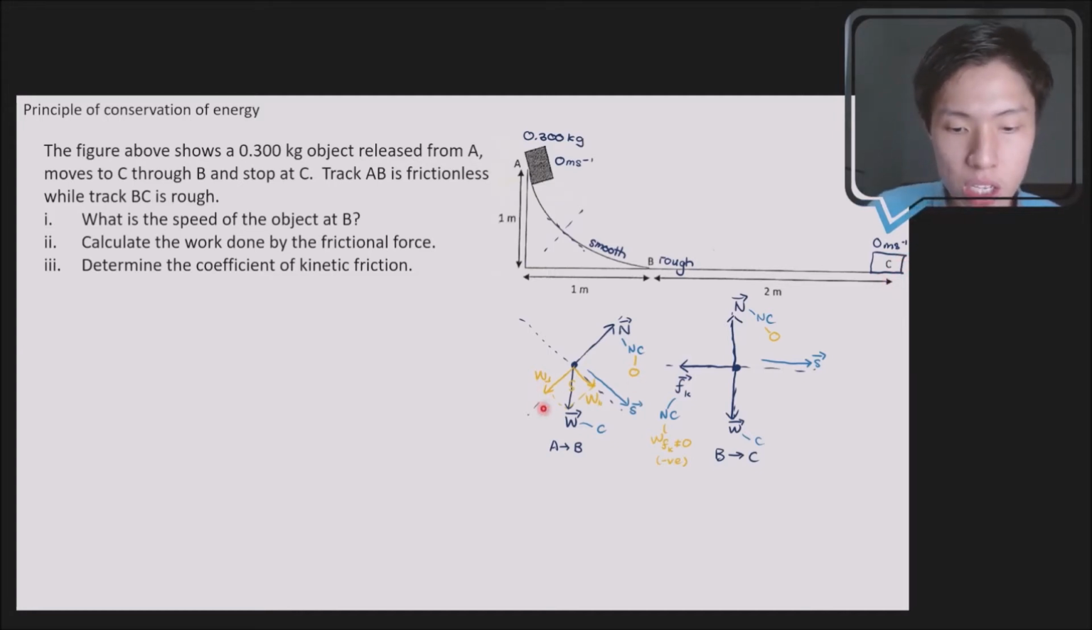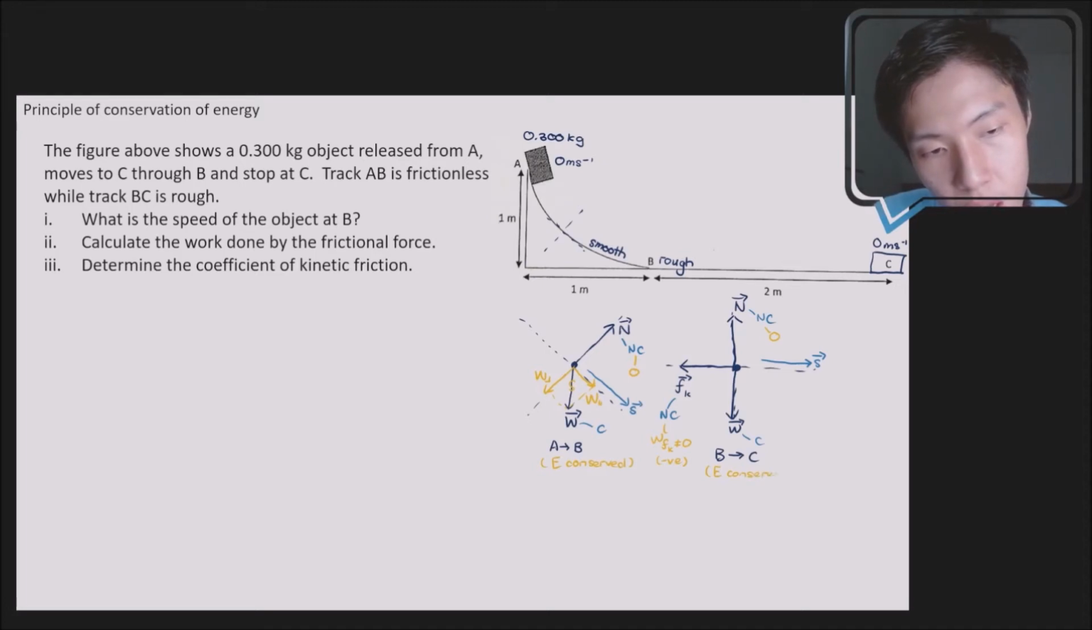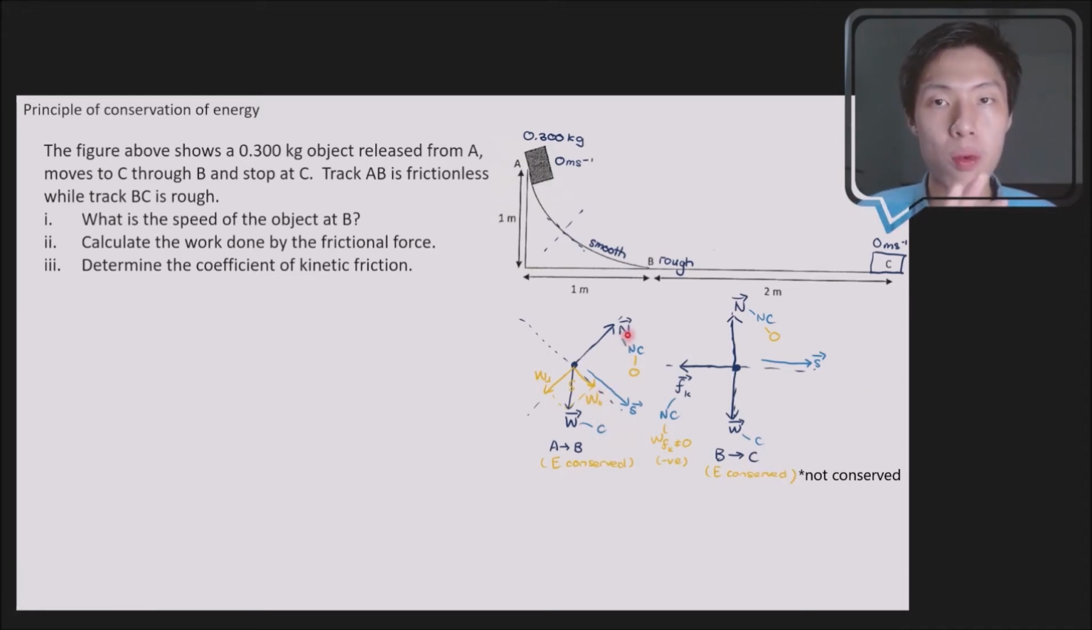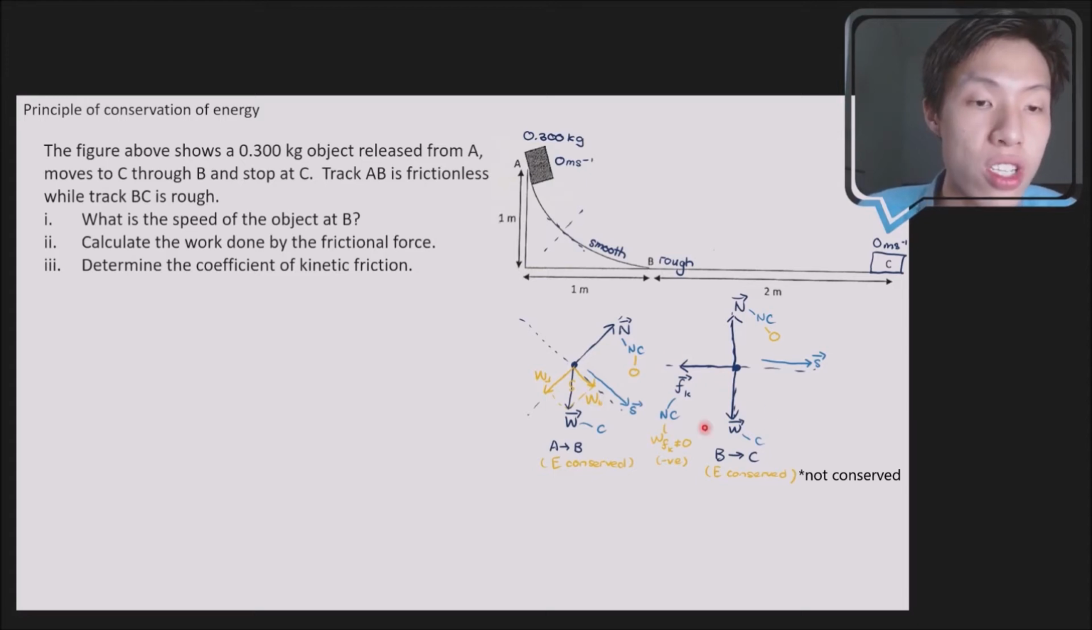Okay, so to make a conclusion, from A to B the mechanical energy is conserved, but from B to C the mechanical energy is not conserved. Okay, so we will be using the principle of conservation of mechanical energy for the journey from A to B, but we will be using the general principle of conservation of energy, not mechanical energy, just conservation of energy, for the journey from B to C. Okay, so let's try to solve the problem.